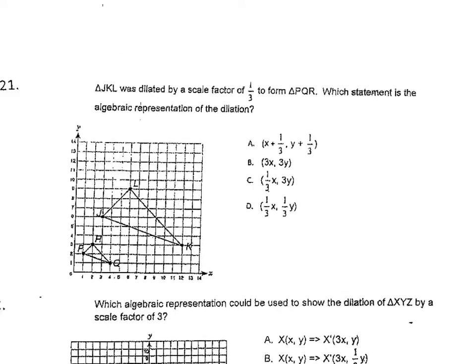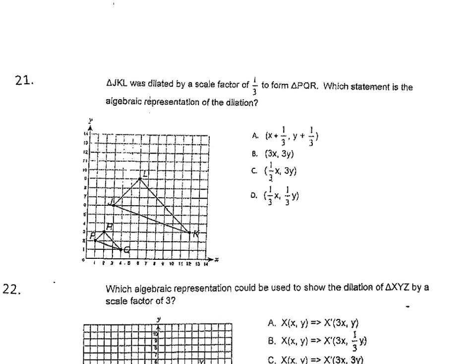Number 21. It says triangle JKL was dilated by a scale factor of 1/3 to form triangle PQR. Which statement is the algebraic representation of the dilation? Pretty much you are just applying the dilation or the scale factor. Remember, scale factors are multiplication.